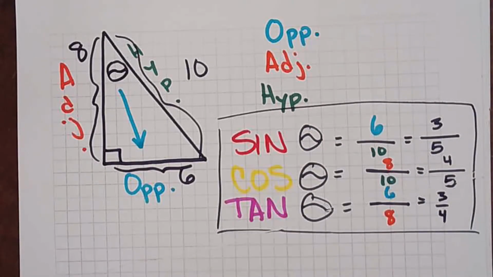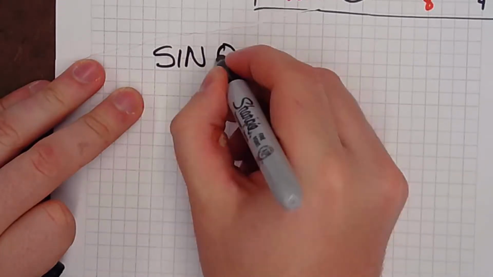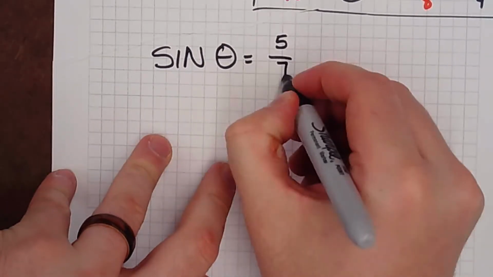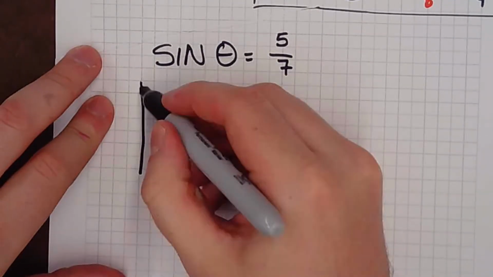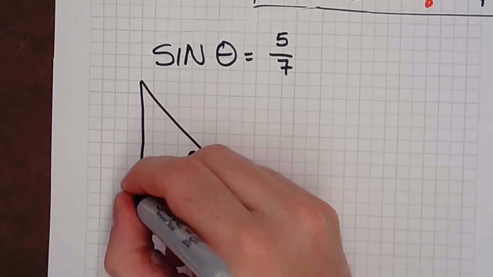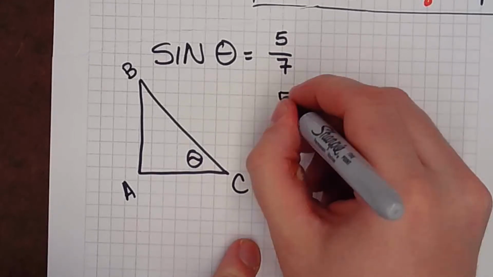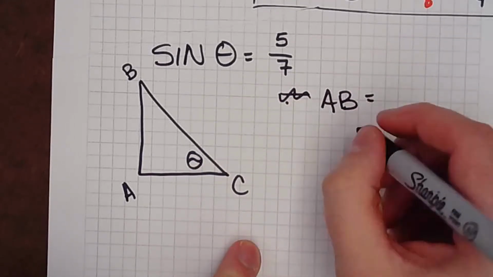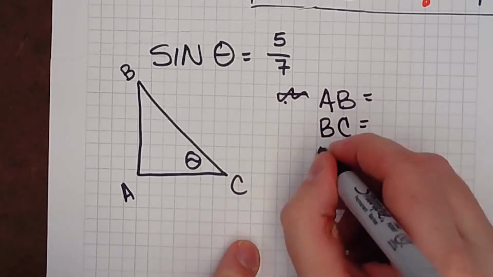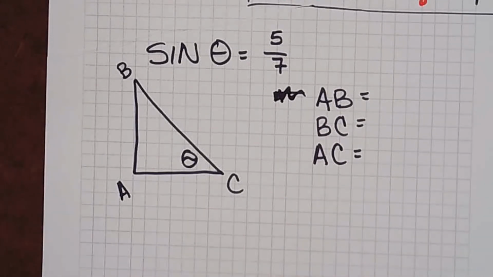What if I gave you something like this? What if I told you that the sine of theta equals 5 over 7, and I gave you a triangle like this, and I asked you, what's the length of AB? And what's the length of BC? And what's the length of AC? Could you find the sides? I want you to think about it for a while and try it on your own. How can you take that information and find the length of AB, BC, and AC?